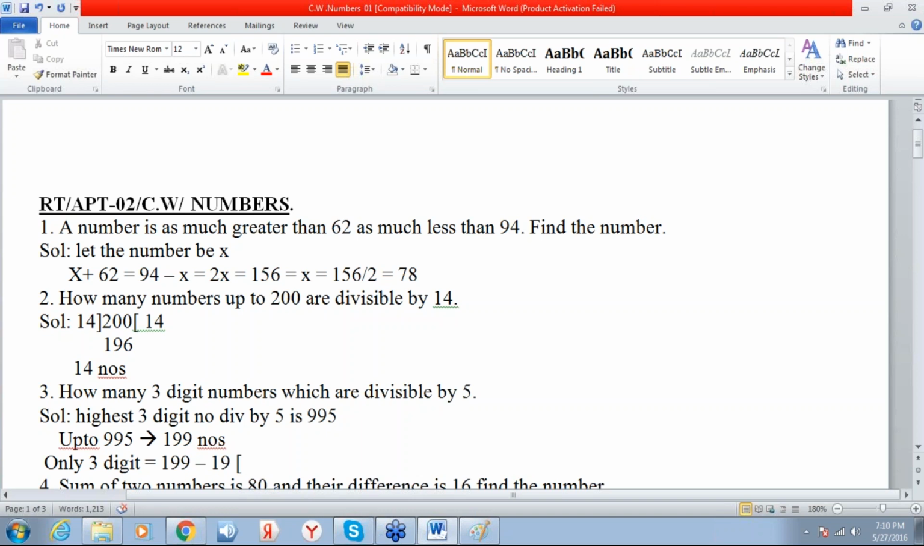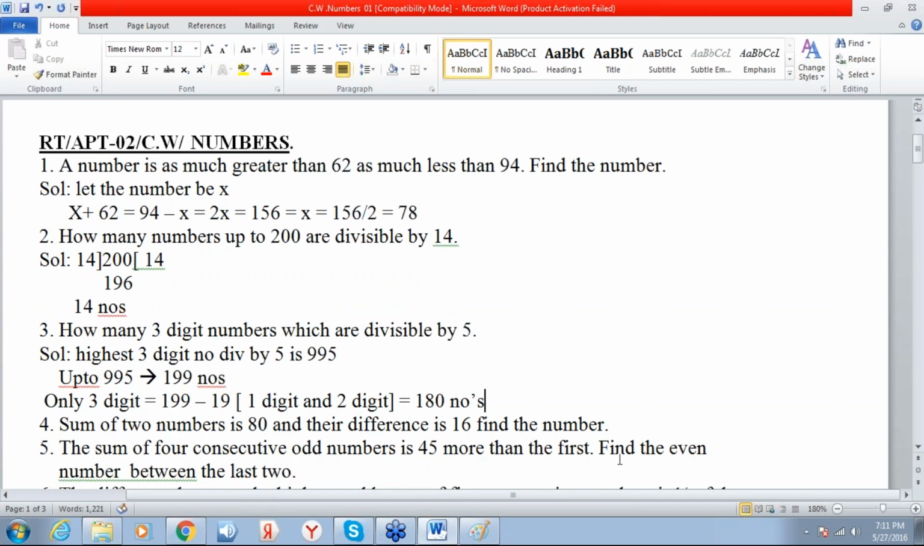So the answer is 199 minus 19, which is 180. So 180 three-digit numbers are divisible by 5.